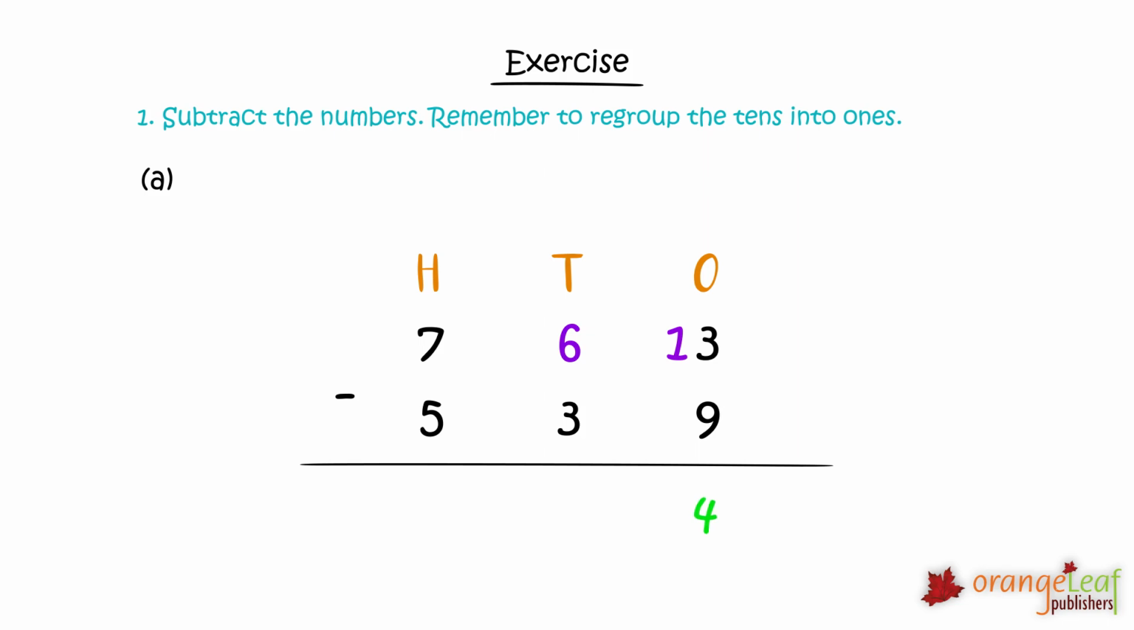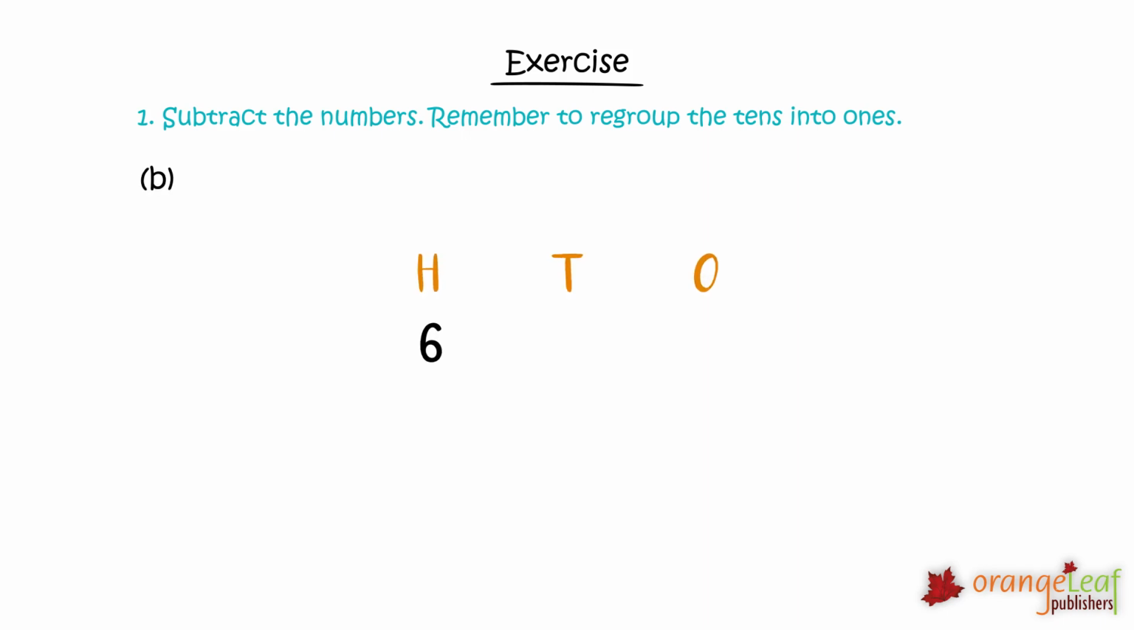Step 2. Subtract the tens. 6 minus 3 is equal to 3. Step 3. Subtract the hundreds place. 7 minus 5 is equal to 2. Write 2 in the hundreds place, 3 in the tens place, and 4 in the ones place. The answer is 234.